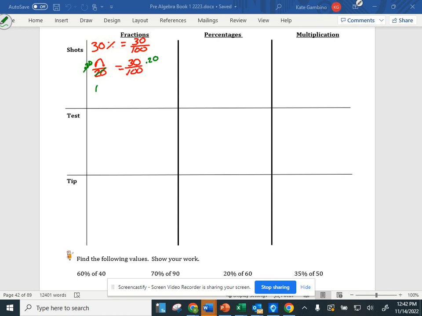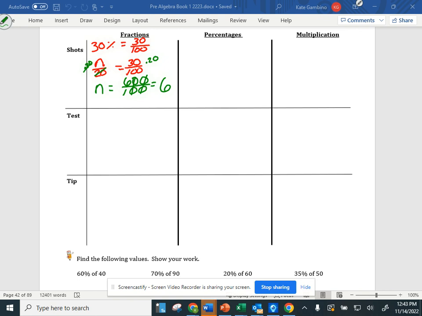So those cancel out, so we get N by itself. What's 30 times 20? It's not 60, it's 600 out of 100, which equals what? Because our zeros cancel out, 6 over 1 is 6. She made 6 shots to get 30%. 6 shots out of 20.